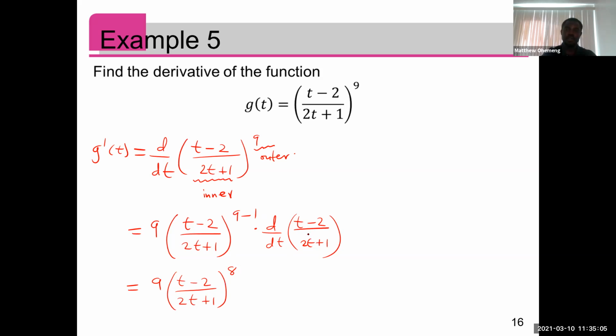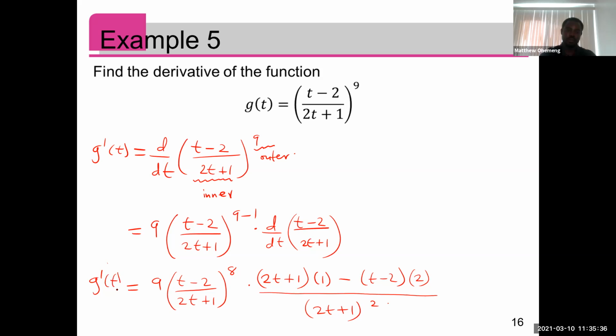And then this derivative, we can use the quotient rule now, right? So by the quotient rule, what's the rule? Low d high minus high d low over square of what's below. So what is low? Low is 2t plus 1. D high, the derivative of t minus 2 is just 1. Minus high, t minus 2. D low, the derivative of 2t plus 1 is just 2. Over square of what's below. So that's 2t plus 1 all squared. And that's our final answer.